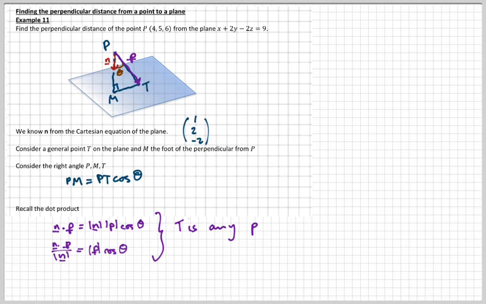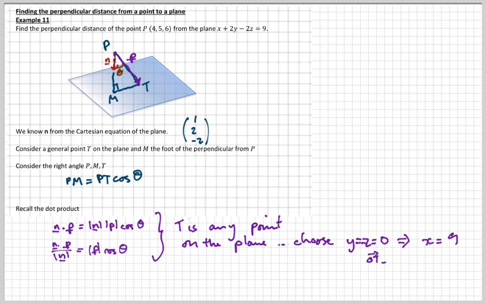Now note, T is any point on this plane. So all we need to find a vector p is to find any point we want on the plane. There's a really nice way to find a point on the plane: we just choose, say, y equals z equals 0. Then x is equal to 9. So the vector OT is (9, 0, 0). That is definitely on the plane because it satisfies the equation for the plane.